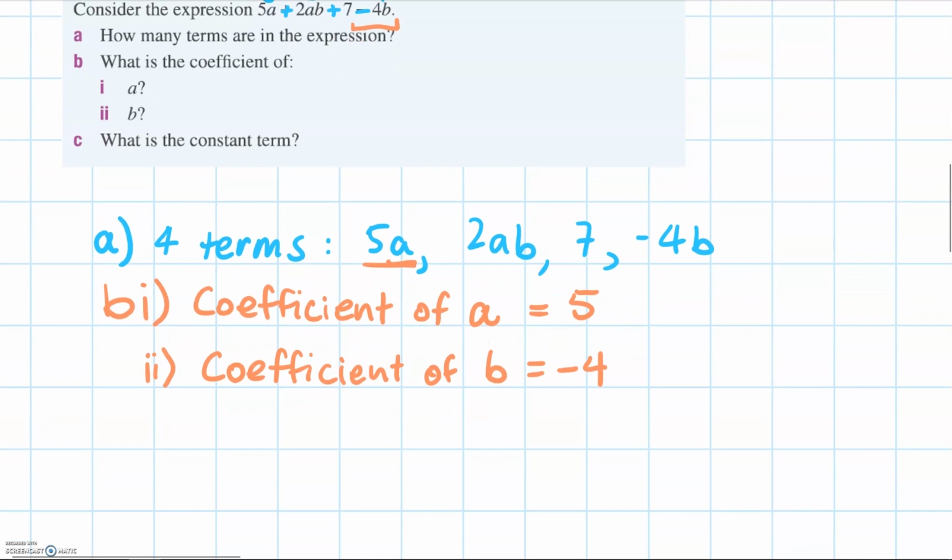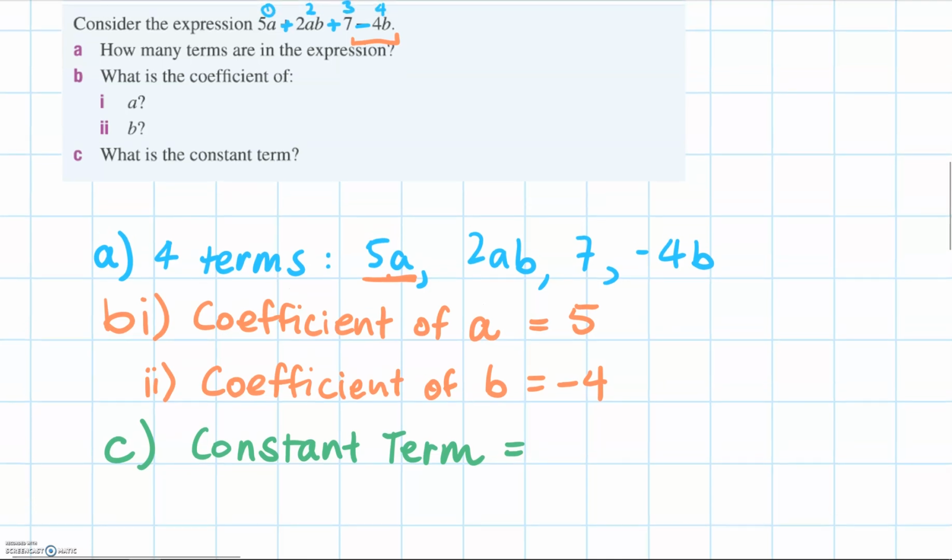Okay, the last part is I want to find my constant term. Part C, my constant term. Now, I said up above, a constant term is just a term without a pronumeral. So which one of my 4 terms doesn't have a pronumeral? Well, it's the 7. The 7 doesn't have a pronumeral. So I'm just going to put the constant term is equal to 7.